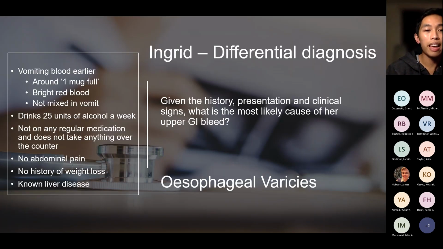So on the left there is Ingrid's history. And given the history, the presentation, and clinical signs that you find, so the spider nevi as well, what is the most likely cause of an upper GI bleed?